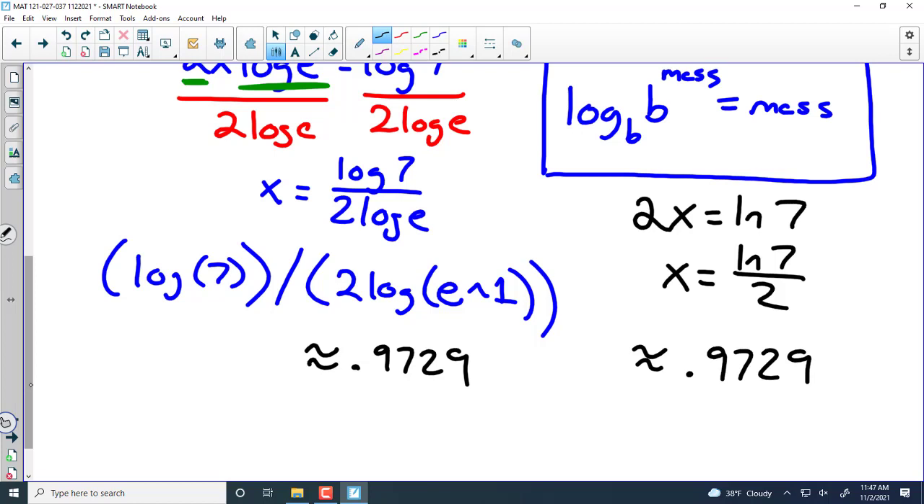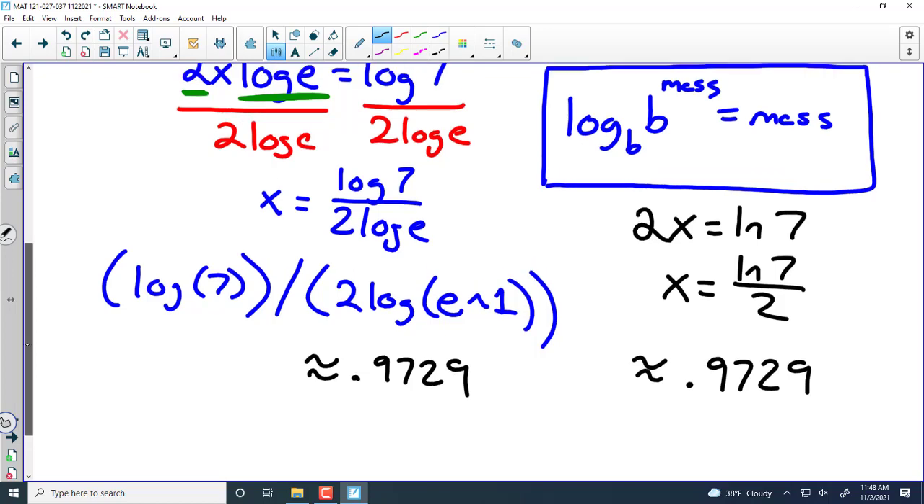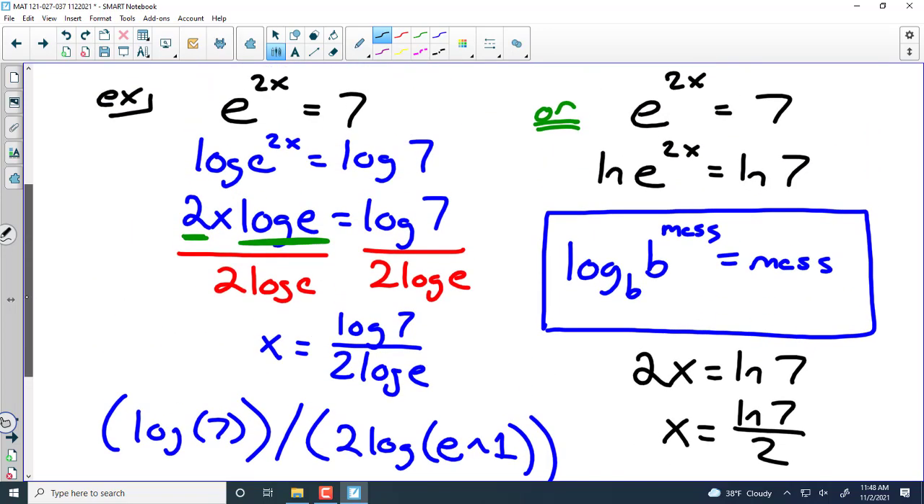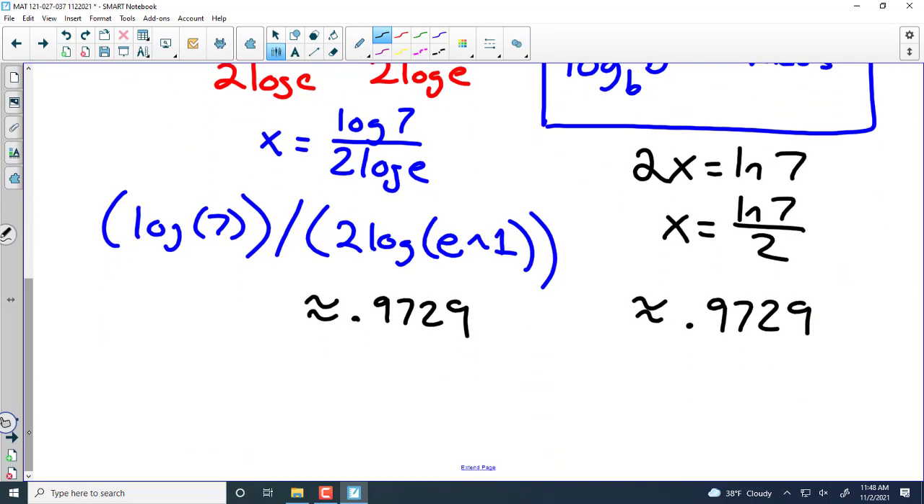It is not wrong to always use base 10 if you want to. But you will find it easier, if the problem is already using base 10 or base e, to use the same base they are using. Everyone see how that one looks easier than the other one? And it is. If you match the base, you can save yourself some trouble.